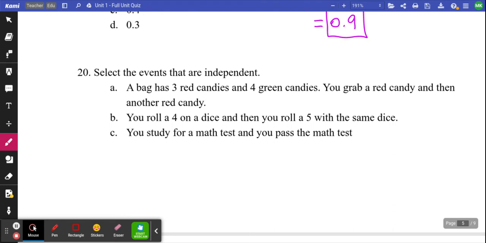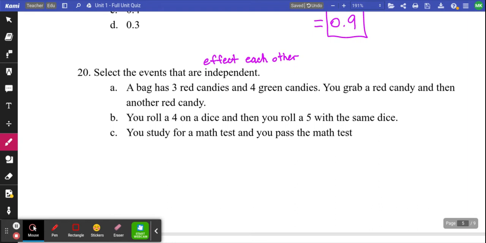20. Select the events that are independent. Independent events are events that do not affect each other. Meaning if one of them happened, it wouldn't change the probability of the other one happening.